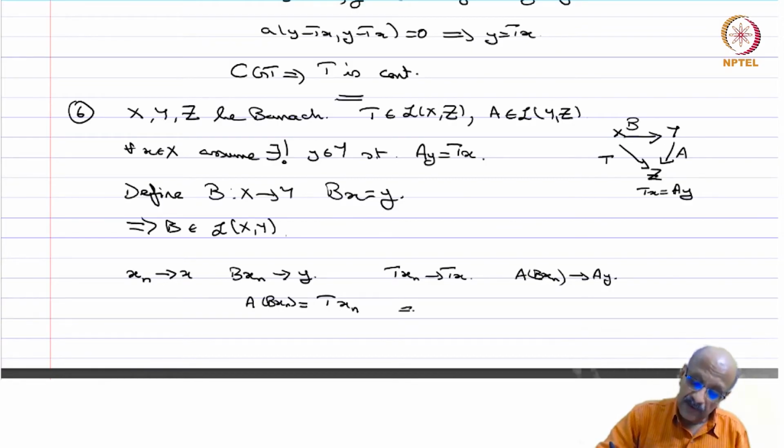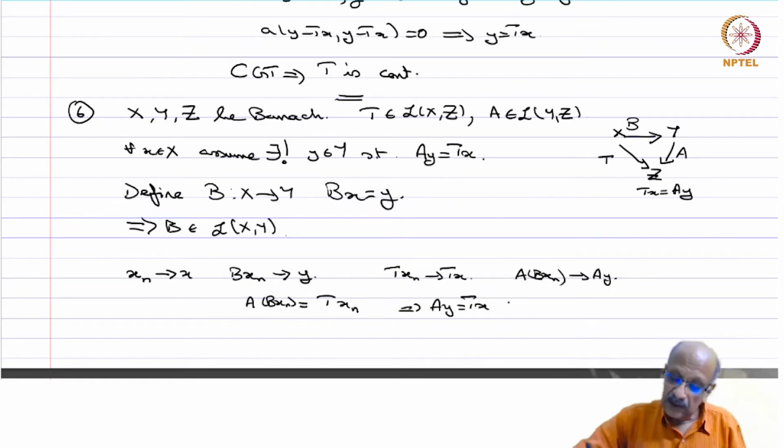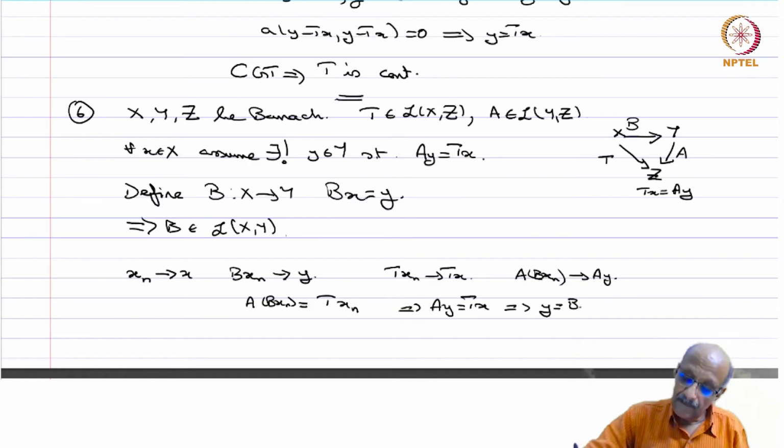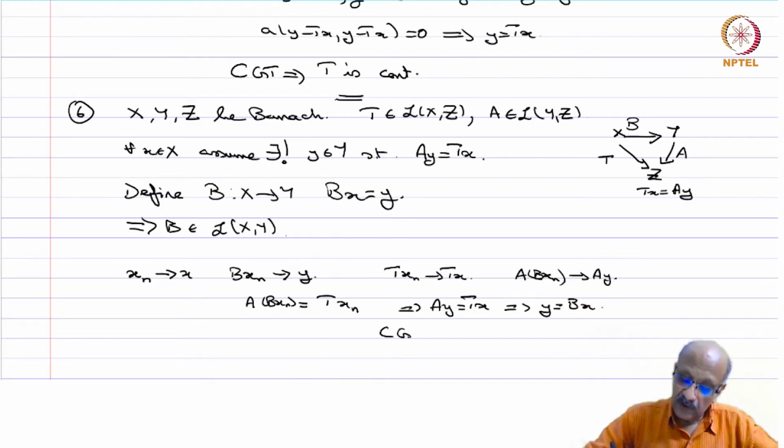So this implies that Ay equals Tx, and by uniqueness this implies that y equals Bx. Yeah, and that is exactly what we want to know. So by the closed graph theorem we have B is continuous. So you can lift the map and that becomes continuous.